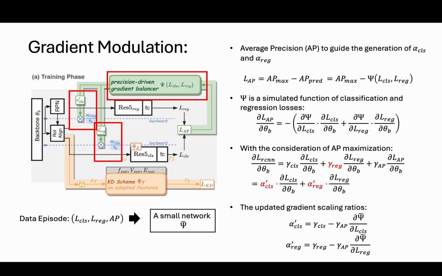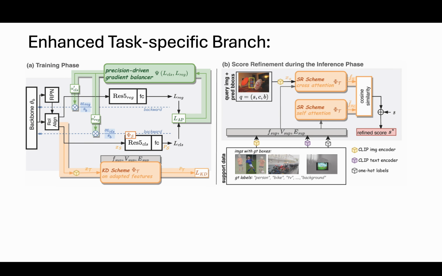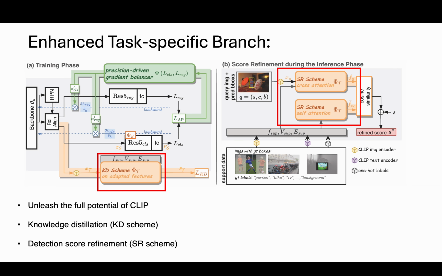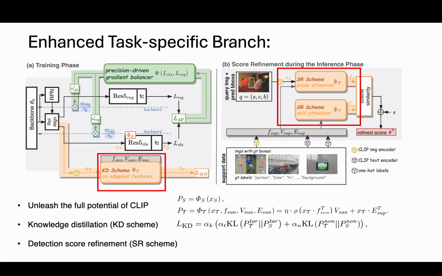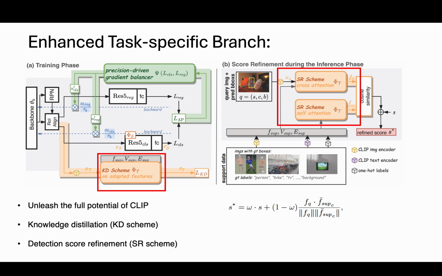Moreover, to enhance individual tasks, we devise a knowledge distillation and score refinement scheme named KDSR, leveraging both image and text embeddings from a pre-trained CLIP. During the training phase, CLIP is adapted as a teacher network to guide the learning of the classification head. During the inference phase, CLIP is further adapted to aggregate the detection scores.